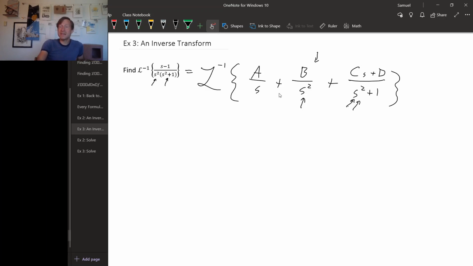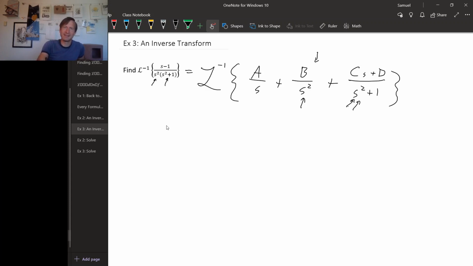Okay, so for each piece here, if we can only find the constants, we will be able to do the inverse Laplace transform. Having an s in your denominator, that's going to give us something times 1. Having an s squared, that's going to give us something times t. And then an s squared plus 1 in your denominator, that's going to give you either a cosine or a sine, depending on whether you have an s or just a constant in your numerator. So if we can only find the values of a, b, c, and d, we'll be all set.